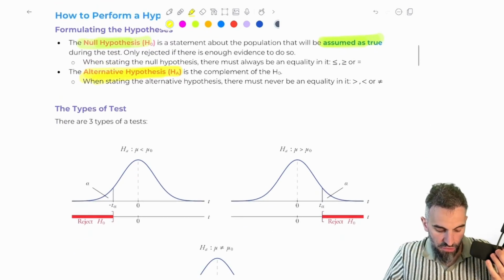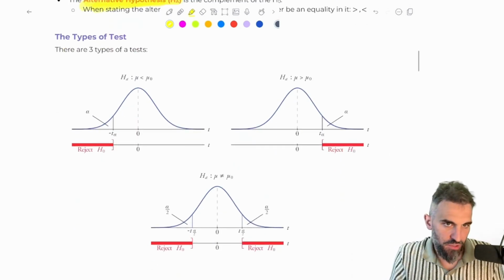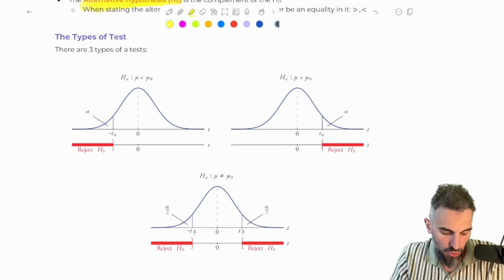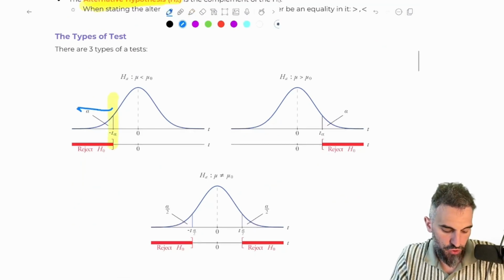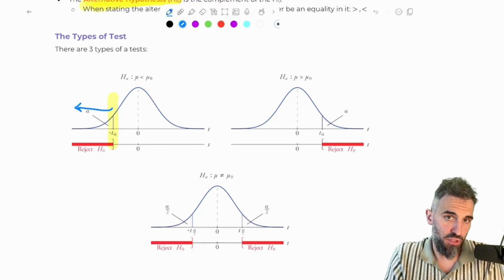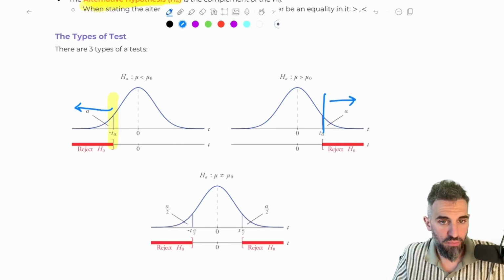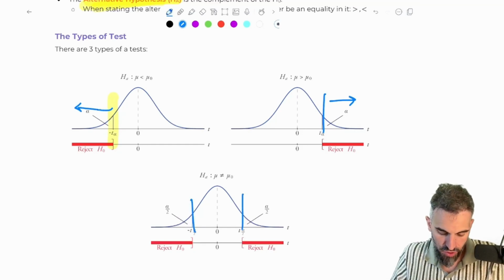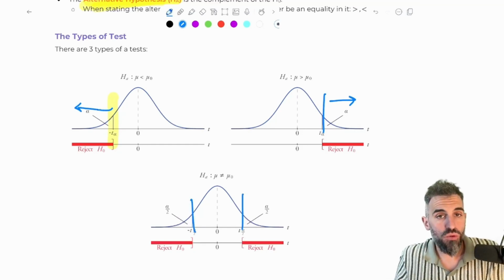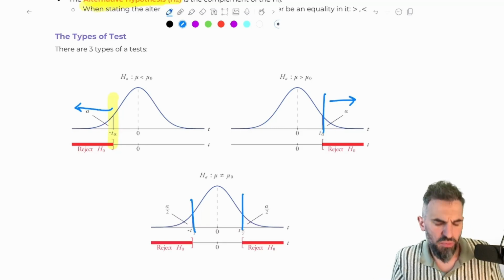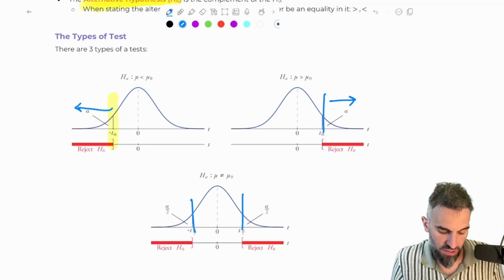So we're going to see three types of tests in terms of their direction. We're going to see lower tail tests. A lower tail test is when you're trying to prove that something is less than something. An upper tail test is when you're trying to prove that something is more than something. And a two tail test is when you're trying to prove that something is either more or less.